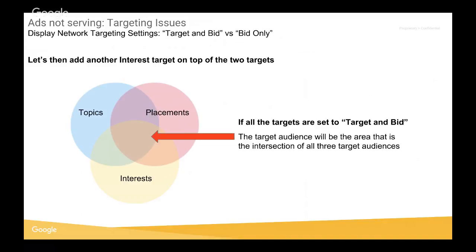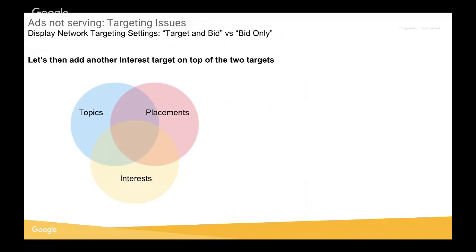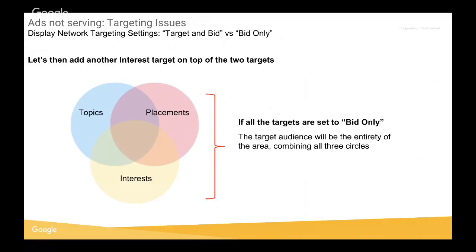That makes it a very small target area. Meanwhile, if you choose it as bid only, it's not actually telling the system to restrict it to that target. It only tells the system to target the entirety of the area, combining all three circles. But setting it as bid only gives you the opportunity to set specific bids for the topics you chose, for the placements you chose, or for the interests you chose.